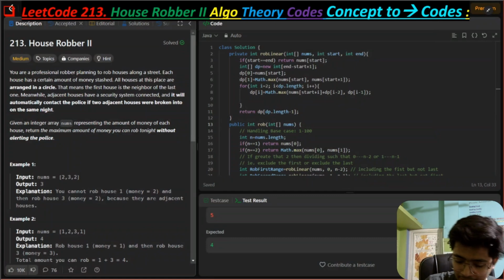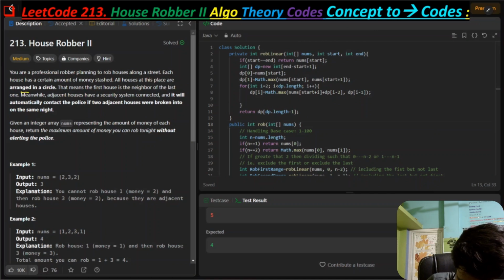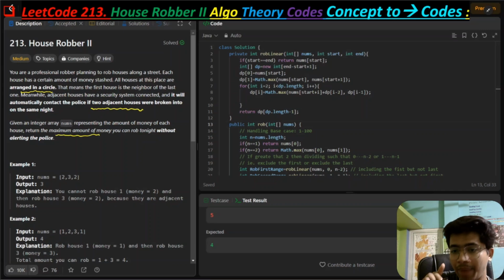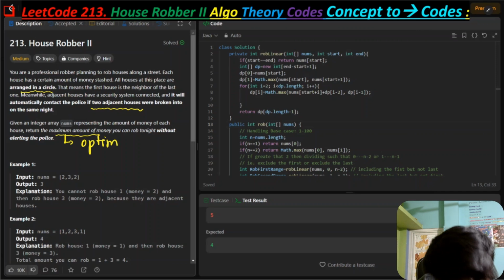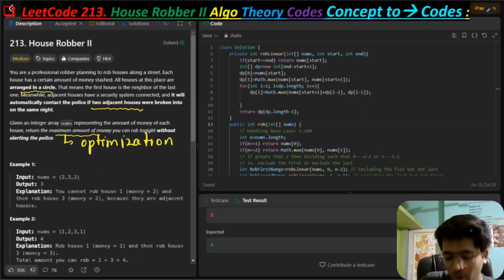So let's understand it. The most important point here is that the houses are arranged in a circle. The second important point is that it has an adjacent security system, and the third is the maximum amount of money. So we have to find the maximum amount. Whenever we get a maximum amount, we have to understand it is a problem of optimization. And when we get a problem of optimization, we have to apply dynamic programming. We have to apply the concept of DP.